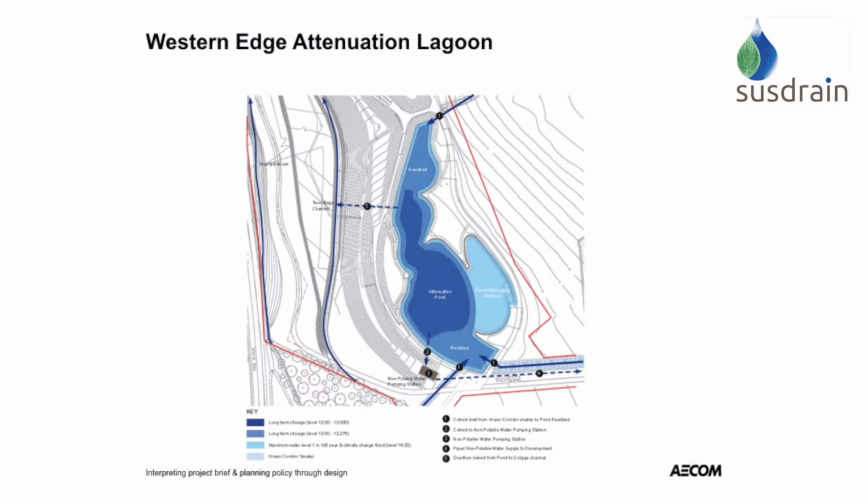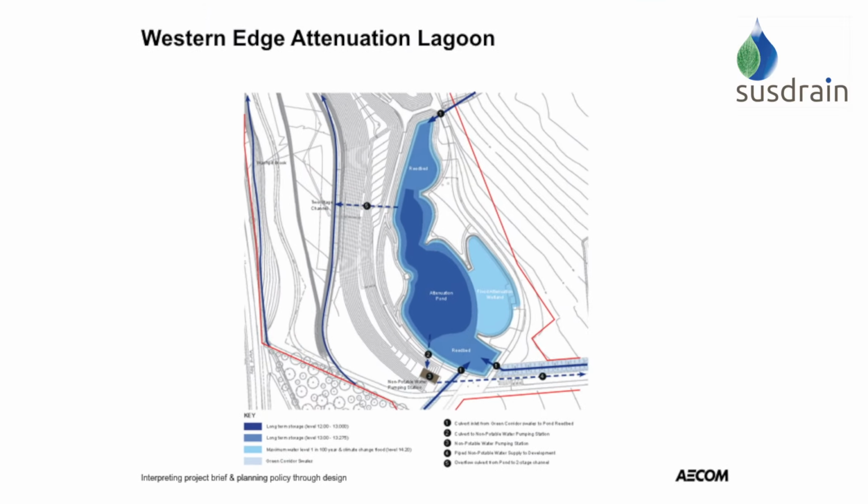This image illustrates how the swales, lagoon, non-potable water treatment plant and relief channel are interconnected. Surface water discharges into the lagoon from two strategic green fingers: this one, which came from the image before, and this one, which runs round to the north of the park and ride.